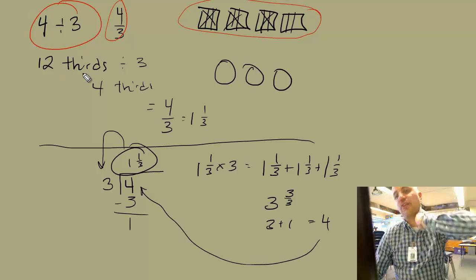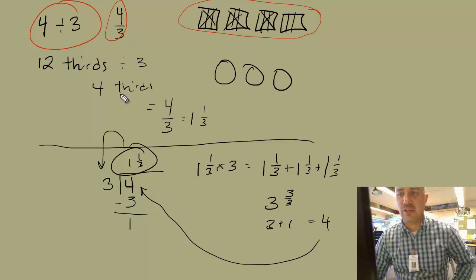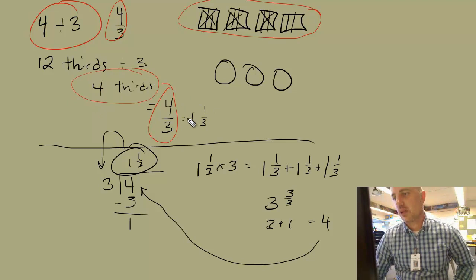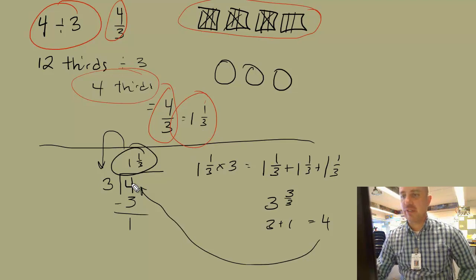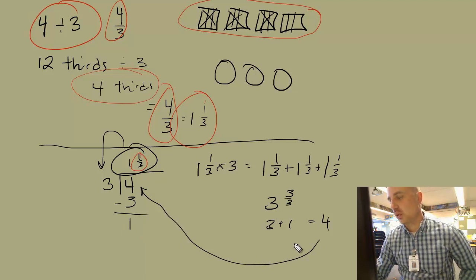So we got 12 thirds total, and we divided that by 3 to get 4 thirds. And 4 thirds as a mixed number is 1 1/3. And then we divided that to show the same thing. We had 4, and we divided it by 3 to get 1. We subtracted that to get 1 left over, and that 1 we still need to divide by 3. So we just move that up here, say 1 divided by 3. We got our answer of 1 1/3.